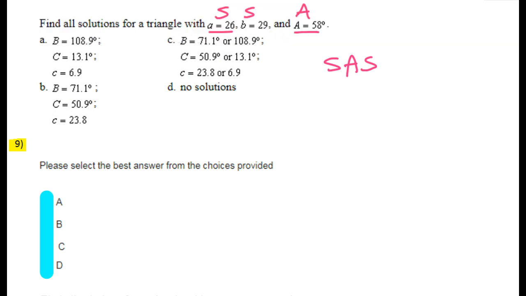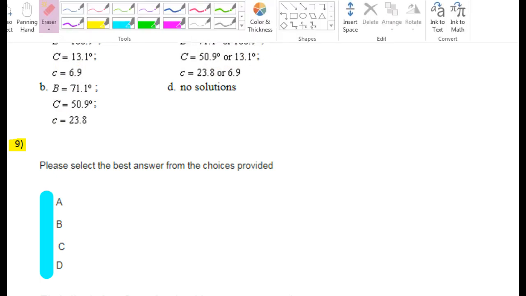Anyway, this is important because this is the ambiguous case where we don't actually know if there will be any solutions at all, or there could be a double solution. There might be two separate triangles, or there could be only one triangle. We don't know. So we really have to be careful and investigate.